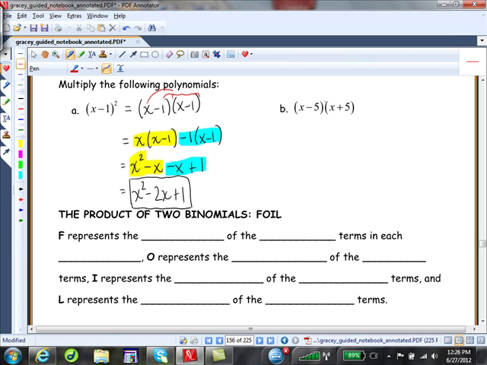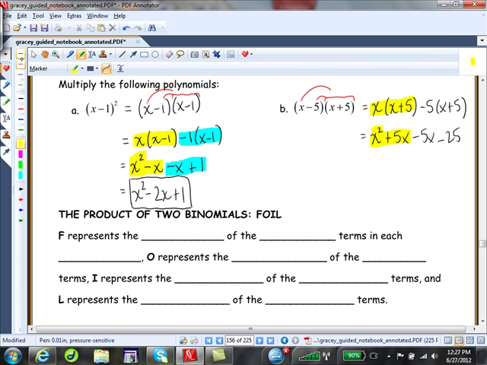Again, keeping this guy fixed and distributing these terms throughout that binomial, we will get x times x plus 5 minus 5 times x plus 5. Distributing the x through, we will get x squared plus 5 times x minus 5 times x minus 25. So this here is represented by the x squared plus 5x, and over here we get the negative 5x minus 25.